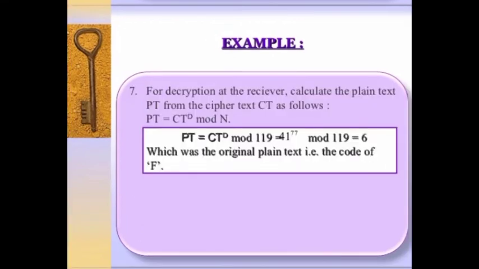The last step is decryption at the receiver. Calculate the plain text PT from the ciphertext CT as follows: PT is equal to CT raised to the power of d mod n. So PT is equal to CT raised to the power of d mod 119, which is 41 raised to the power of 77 mod 119, equal to 6, which was the original plain text, the code of F. So that's the three different theorems in number theory.